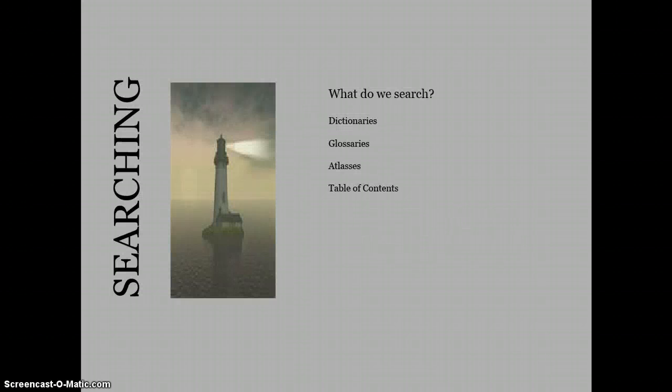First, they're searching. They're searching in dictionaries, glossaries, atlases, table of contents to find a specific bit of information. And when they're searching by headline, by title, by subtitles, or looking for photos or illustrations.